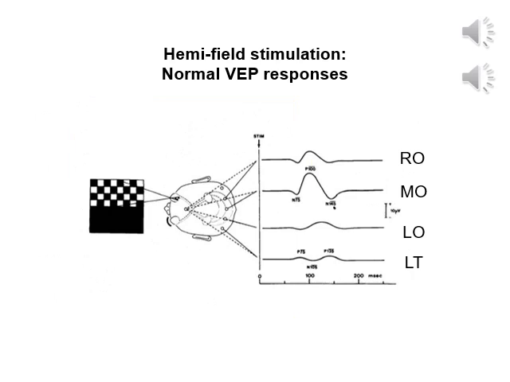This is an illustration of the normal VEP response to hemifield stimulation. What you'll note here is that there are 4 tracings on the right-hand side that show the N70 P100 VEP response at 4 of the recording electrodes. The 5th recording electrode, the right temporal electrode, is not shown in this illustration.